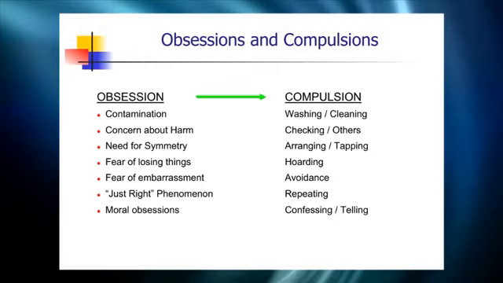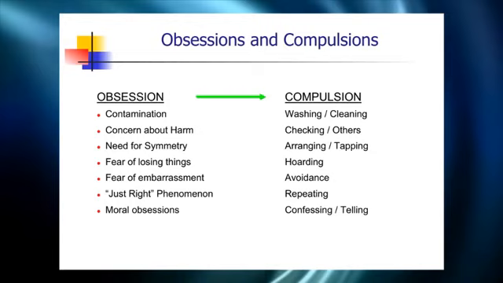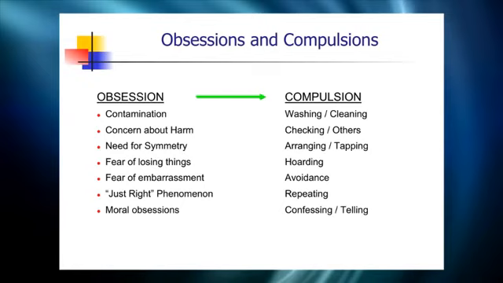Concerns about harm and other factors may lead to checking or other kinds of compulsions. So again, very common: afraid that something bad is going to happen to the child. "I'm afraid that something bad is going to happen to my mom or a family member if I don't do something in a certain way."